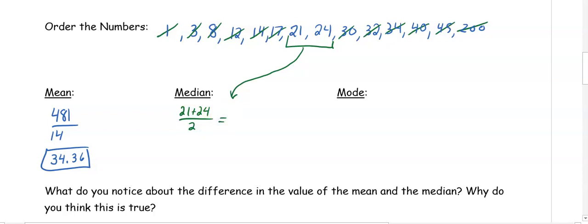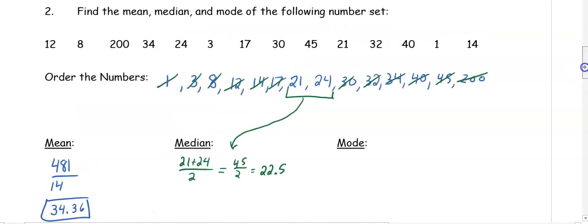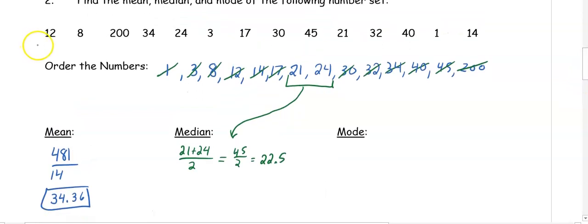So 21 plus 24 is 45, divided by 2 gets us 22.5. For our mode, if we go back up to the list where we didn't cross anything out, we notice every number only shows up once, so in this case we have no mode. The number has to occur more than once to be a mode.